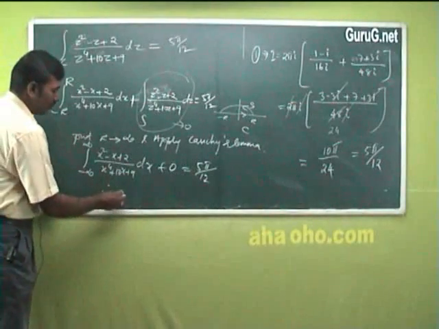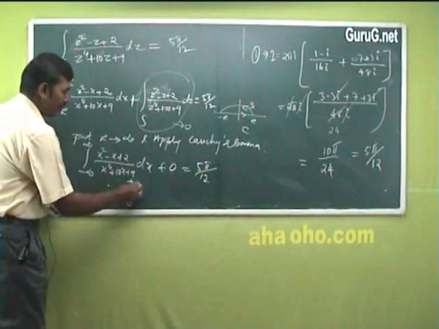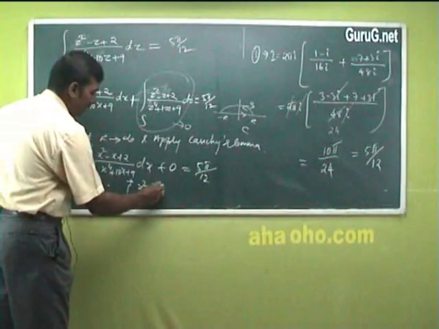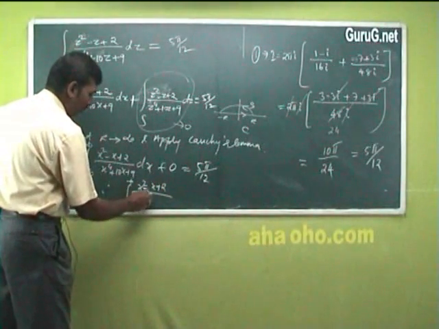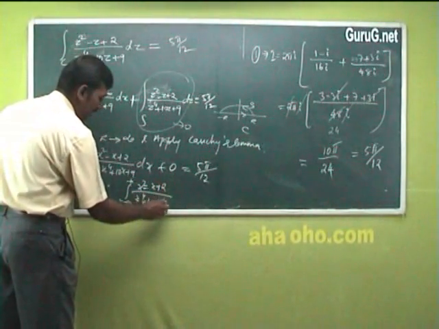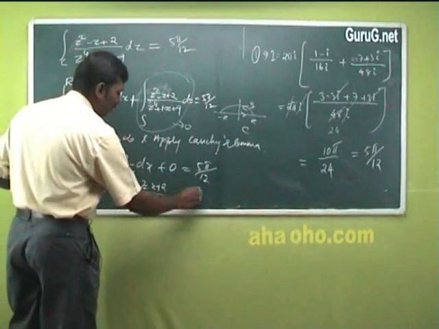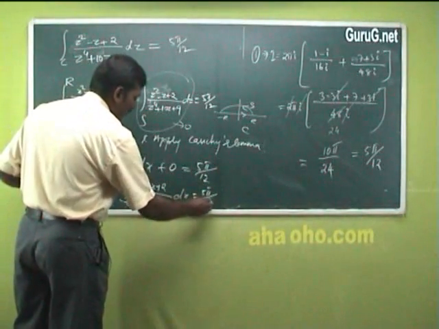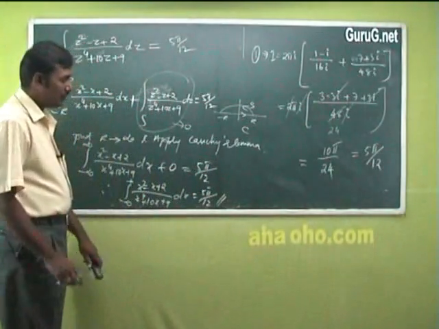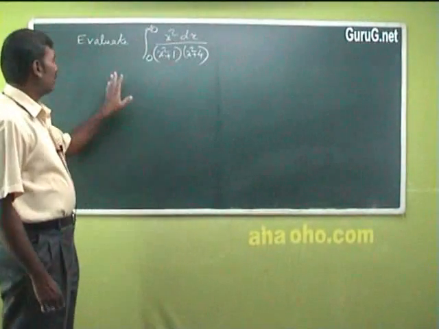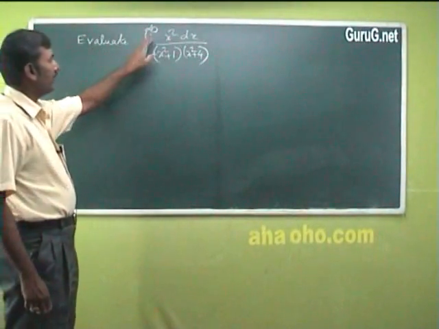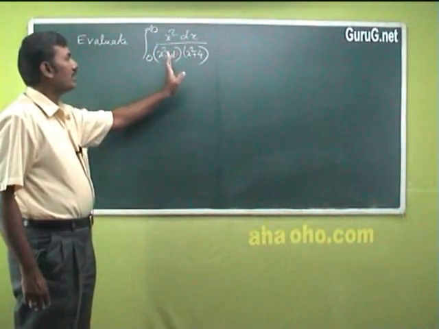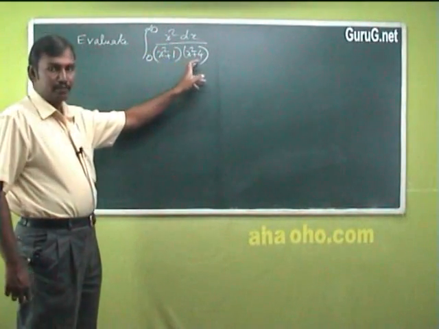So therefore we get the integral from minus infinity to infinity of x squared minus x plus 2 by x power 4 plus 10x plus 9 into dx equal to 5 pi by 12. This is the required answer. Next problem: evaluate the integral from 0 to infinity of x squared dx by x squared plus 1 into x squared plus 4.